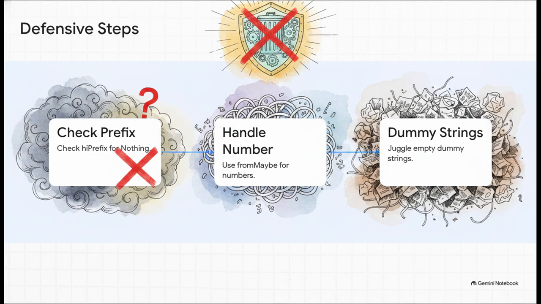Previously, rebuilding a header from that old data structure meant running a gauntlet of tedious defensive steps. You'd have to constantly check if the prefix was Nothing. You had to handle the number using fallback functions just in case. You were juggling empty dummy strings constantly. It was defensive programming against states that logically shouldn't have ever been passed into the function to begin with.